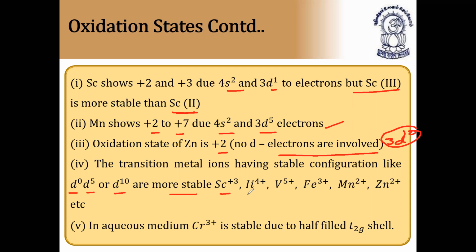That is scandium +3, titanium +4, vanadium +5, iron +3, manganese +2, zinc +2 are more stable because they have either d0, d5 or d10 configuration. Let us see now scandium +3.